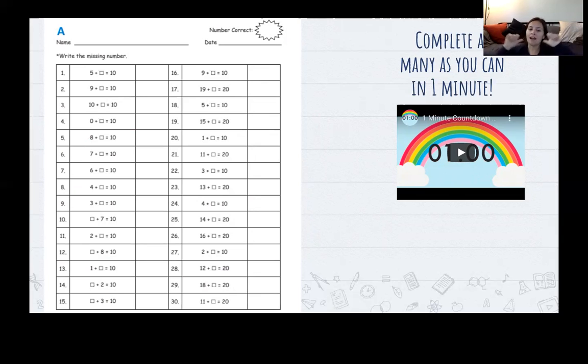Point to yourself and say, I can do it. Point to the screen and say, my friends can do it. Put your hand in the air like this and swirl around and say, we all can do it.